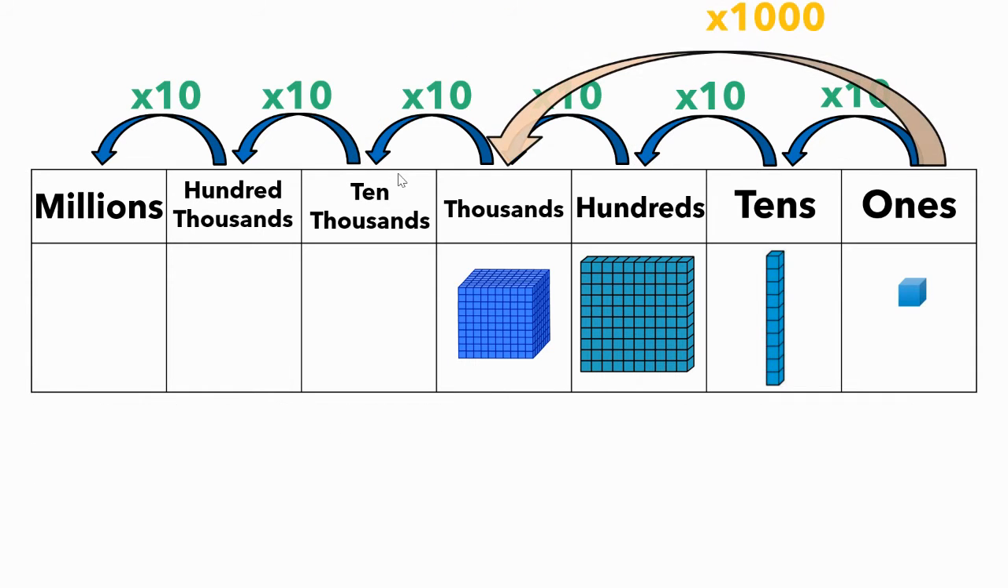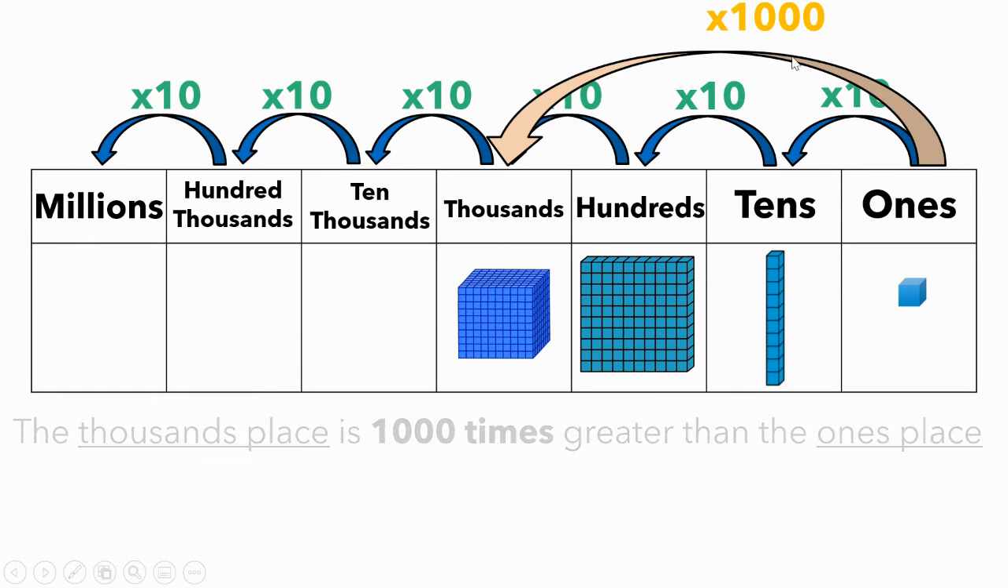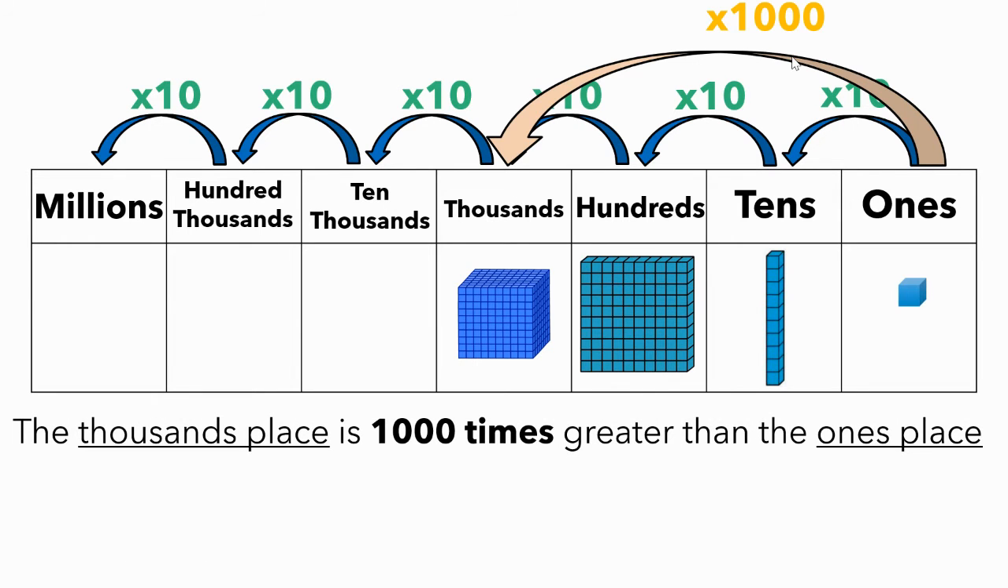So now we're going to compare 3 place values to the left. We know that we would need 1,000 ones cubes to make a thousands cube. We're moving over 1, 2, 3 places to the left. So that's 10 times 10, which is 100, and 100 times 10, which is 1,000. So the thousands place is 1,000 times greater than the ones place.